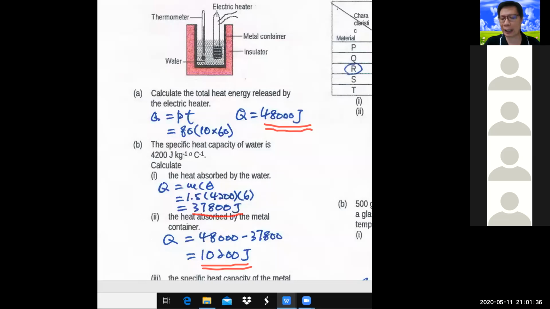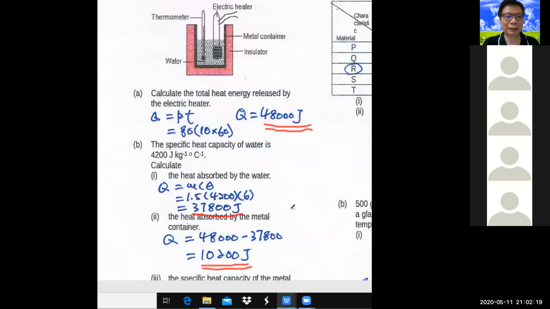Justin, can you answer? Justin, try. Justin? If the metal container absorbs more heat energy, the water may evaporate or dry. Because see, water absorbs 37,800 but the container only absorbs 10,200. Why does metal absorb less heat for the same rise in temperature, 6 degrees, 28 to 34? Why does the container absorb less heat, whereas the water absorbs more heat? And why?